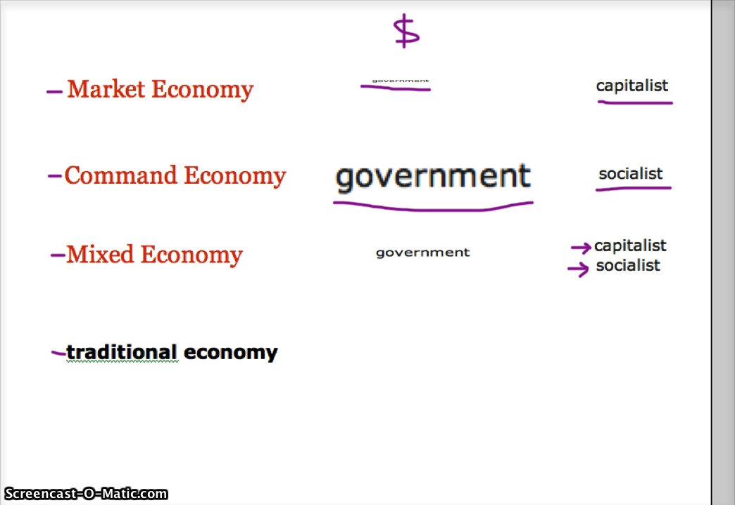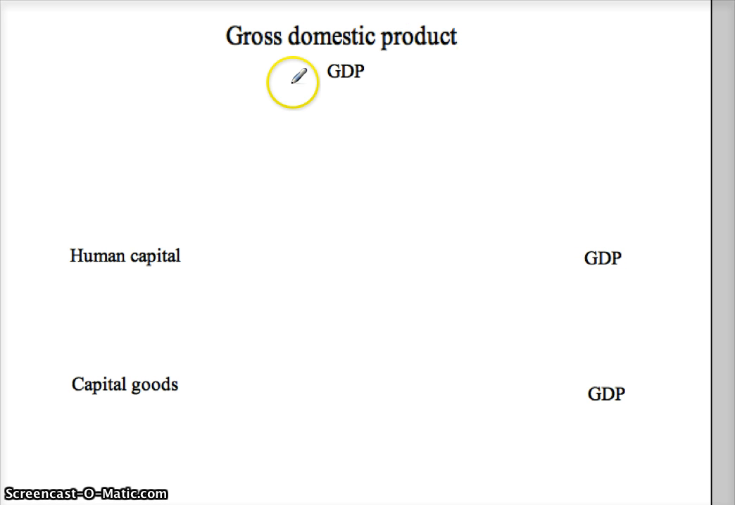Okay, there are some other economic terms I'd like for you to know, and one of them is gross domestic product, and that's called a GDP. A GDP is determined by taking the total value of all goods and services produced by a country in a single year. Now just imagine the staggering figure that is.